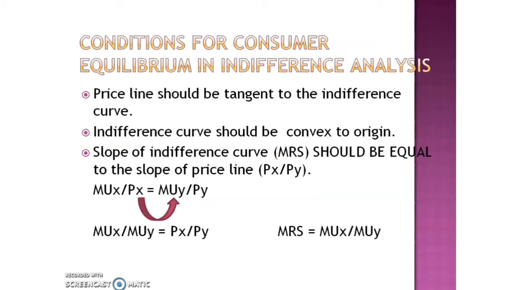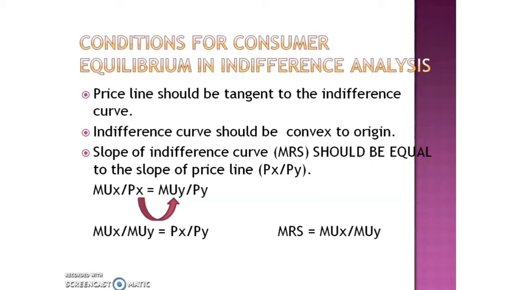Then the third condition is the slope of indifference curve. What is the slope of indifference curve? MRS should be equal to the slope of price line. The slope of price line is otherwise known as price ratio and it can be calculated by Px by Py.